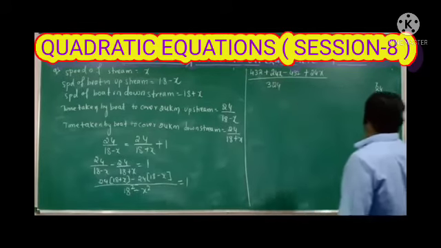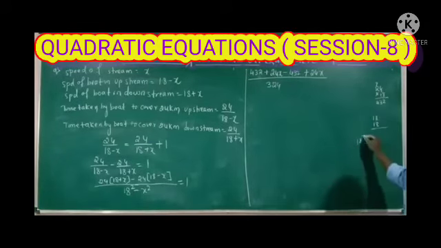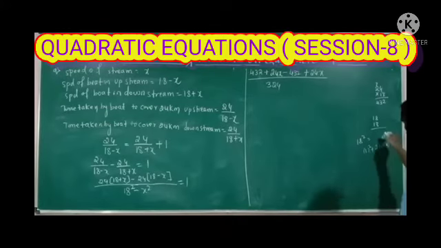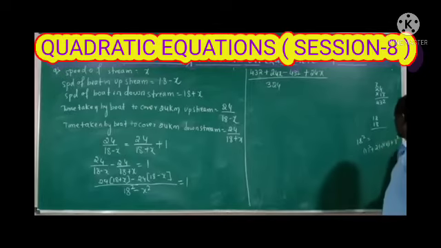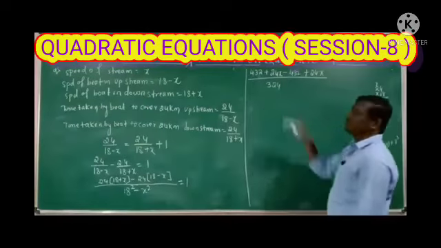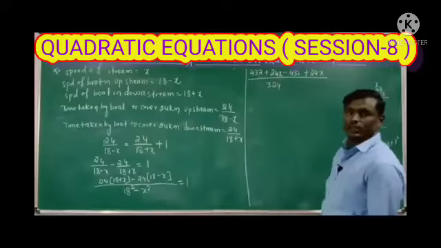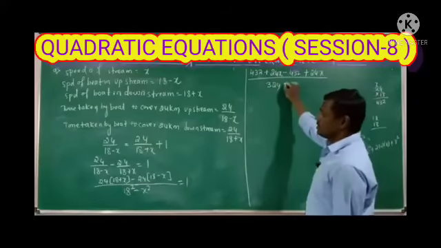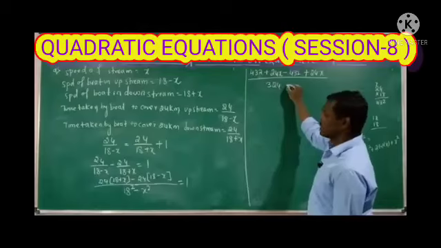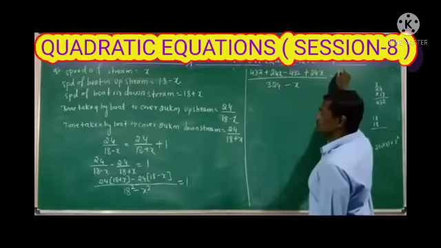324, right? How can you square this? 18 square. The shortcut method is first take 1 square, plus 2 into 1 into 8, then next 8 square. Once you get two digits, add to the next one. By using this trick you can easily find the square of 18. 18 square is 324 minus x square, which is equal to 1.